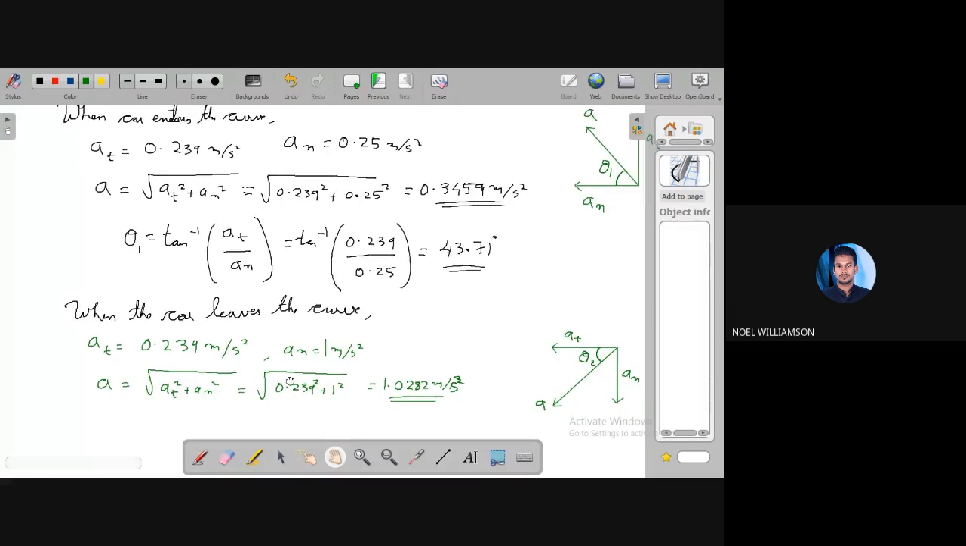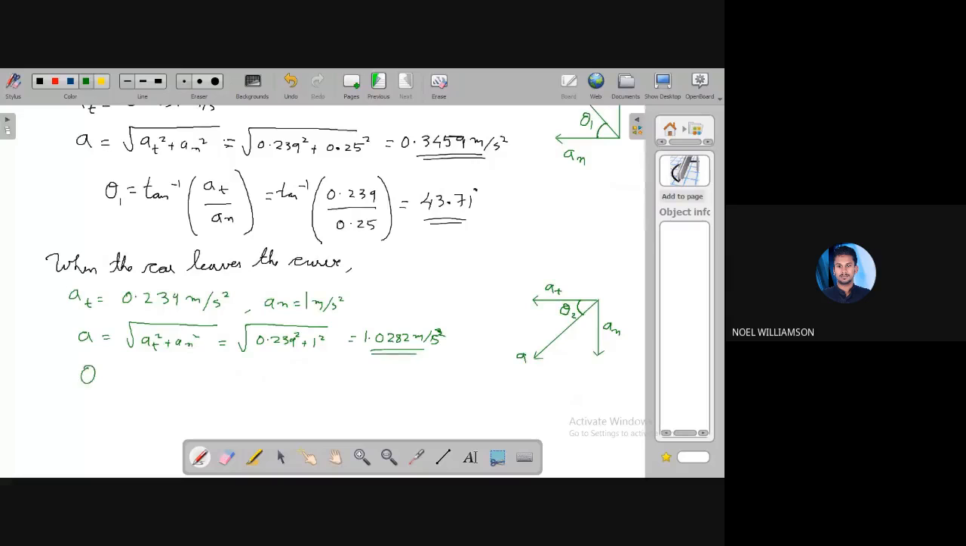Okay. Now the direction theta 2 is given by tan inverse of the y component, which is an, by the x component, which is at. This is tan inverse of 1 by 0.239, and you will get 76.56 degrees. So these are the final answers.